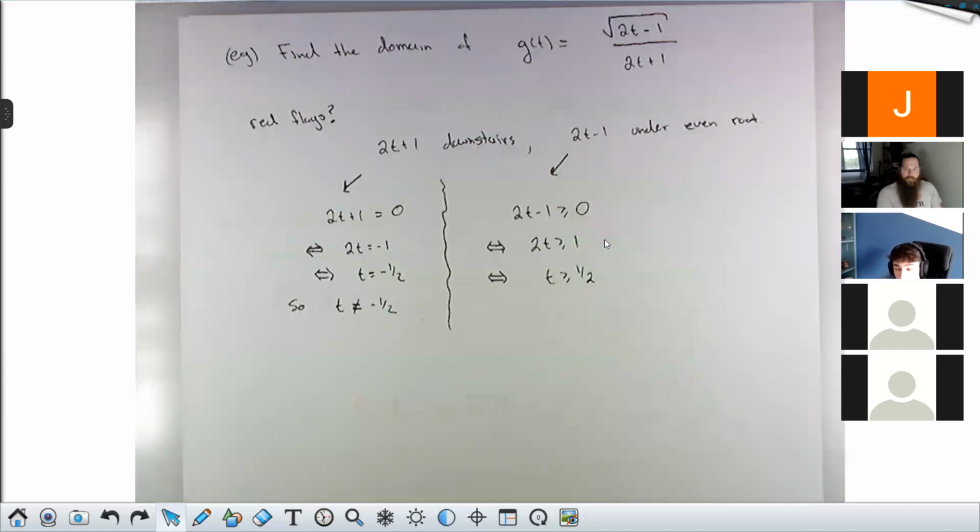Okay. So in order for a t value to be in my domain, that t value needs to not be negative 1/2, and it needs to be bigger than or equal to positive 1/2.